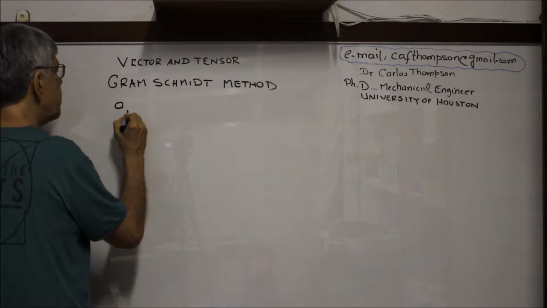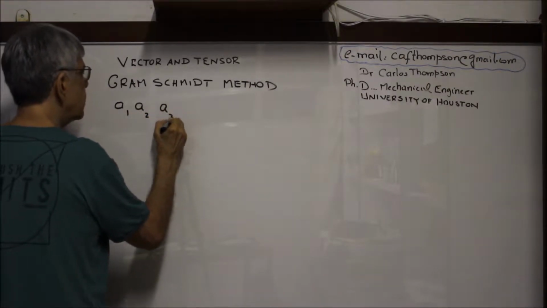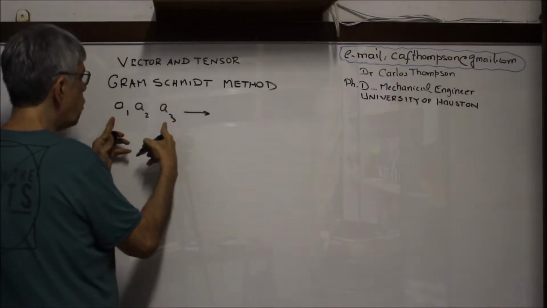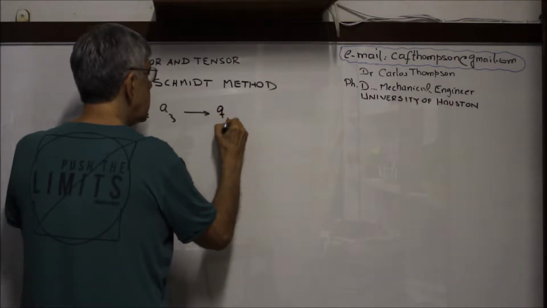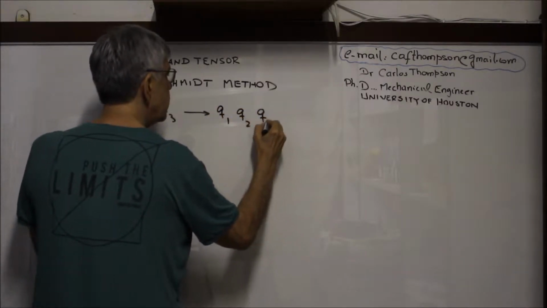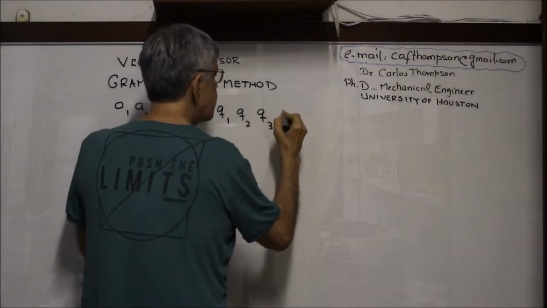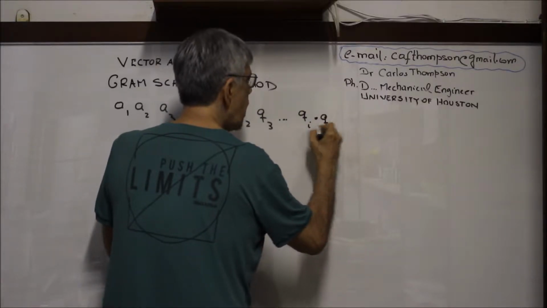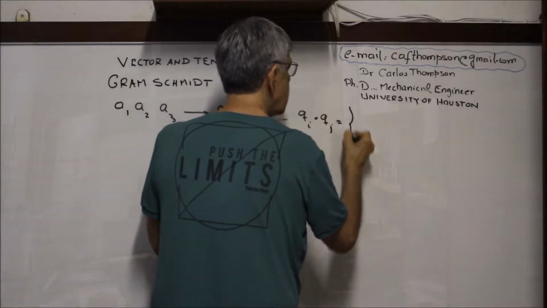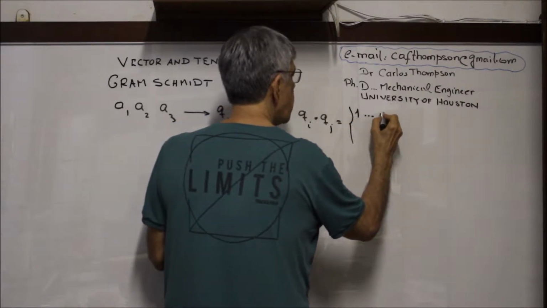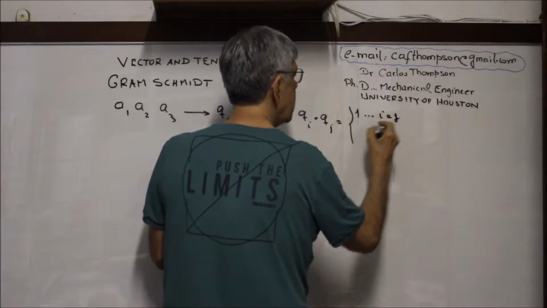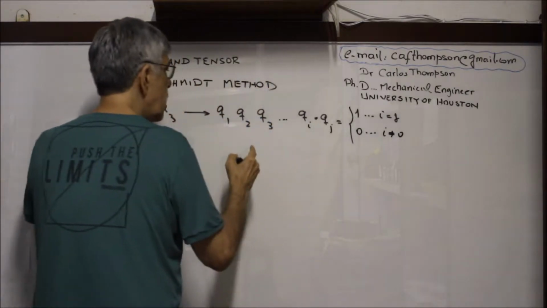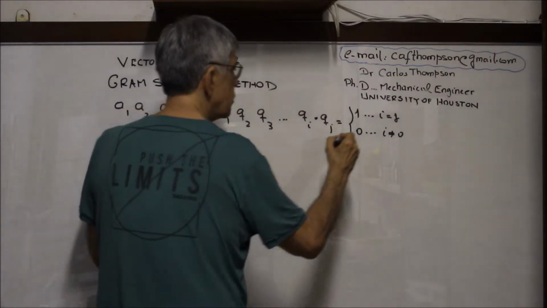Suppose I have three vectors, A1, A2, and A3. Now, with the Gram-Schmidt method, we transform these vectors into Q1, Q2, and Q3, in which Qi dot Qj is equal to 1 for i equal to j, and 0 for i different from j. So this forms an orthonormal basis. So let's write here.